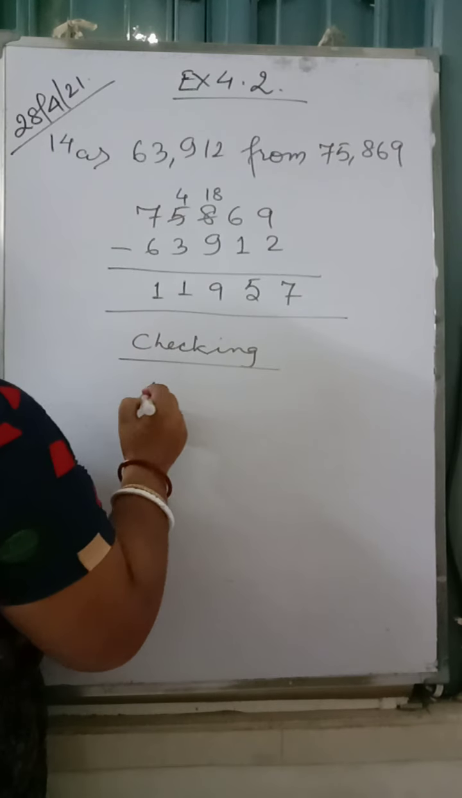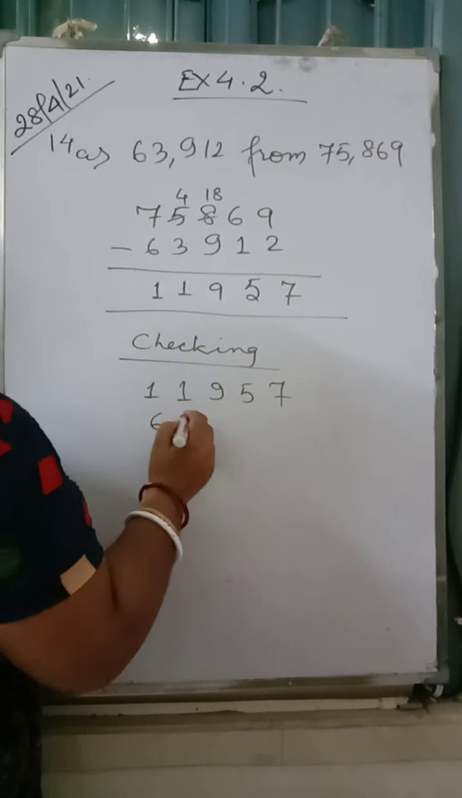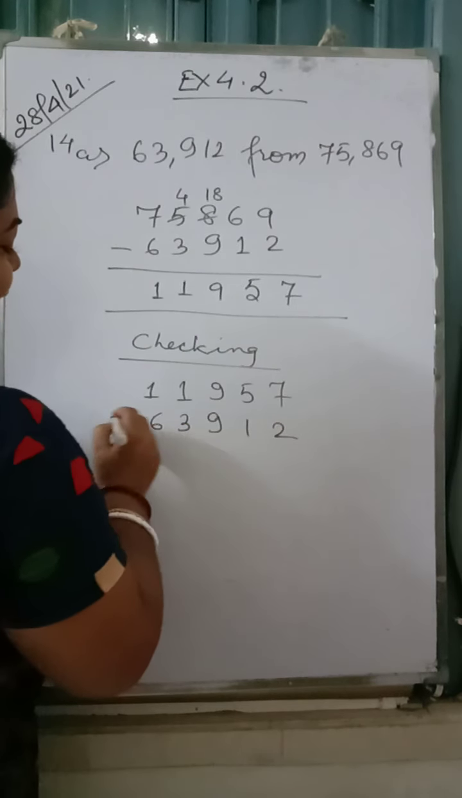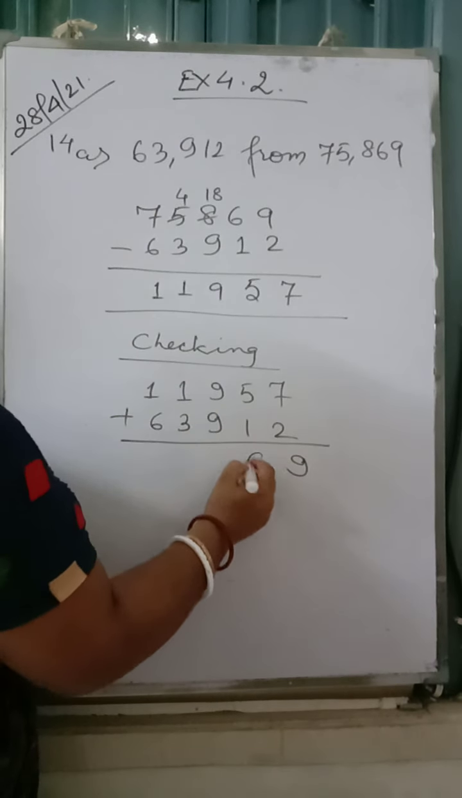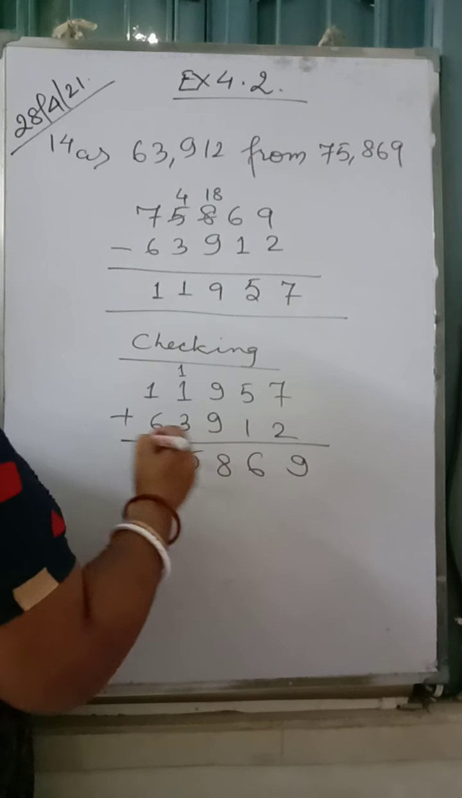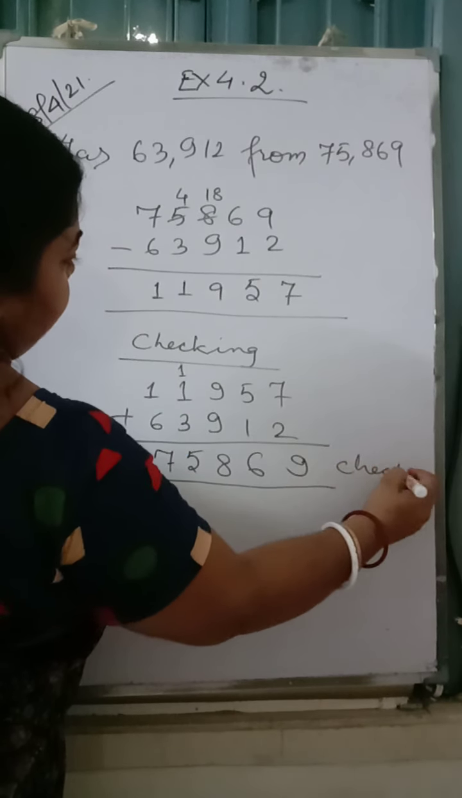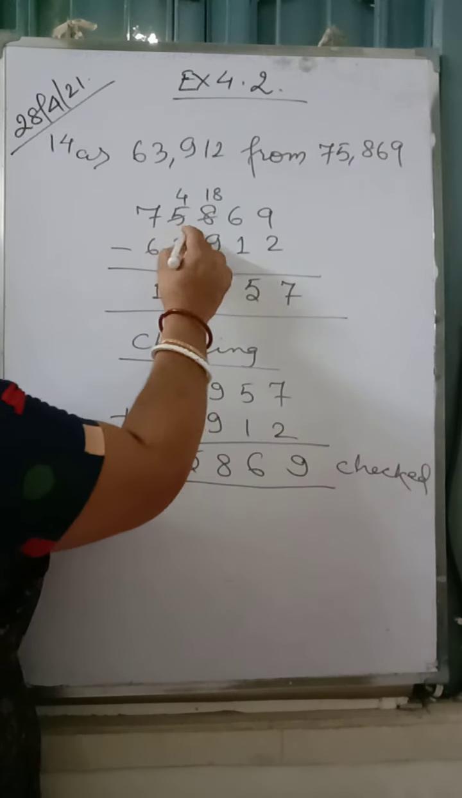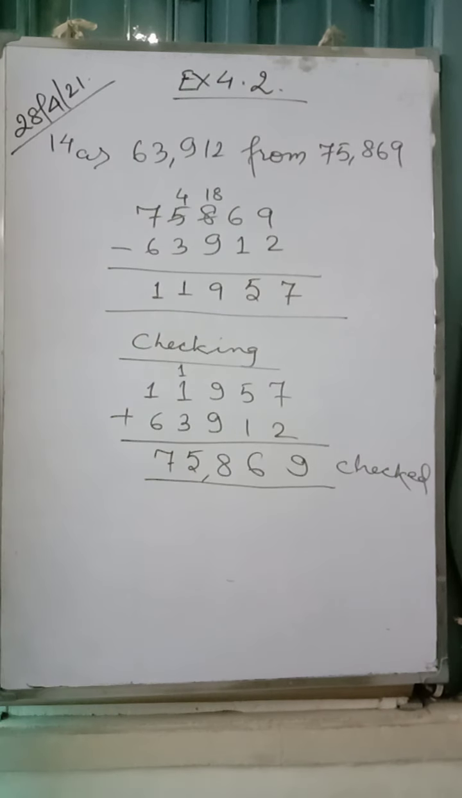First of all, we have to write this difference. Then we have to write the smaller number, the subtrahend. And then we have to add it up to get minuend. 7 plus 2, 9. 5 plus 1, 6. 9 plus 9, 18. Carrying 1. 3 plus 2, 5. And 6 plus 1, 7. So we have got the same number what we had given for the minuend, 75,869. It means our answer is correct.